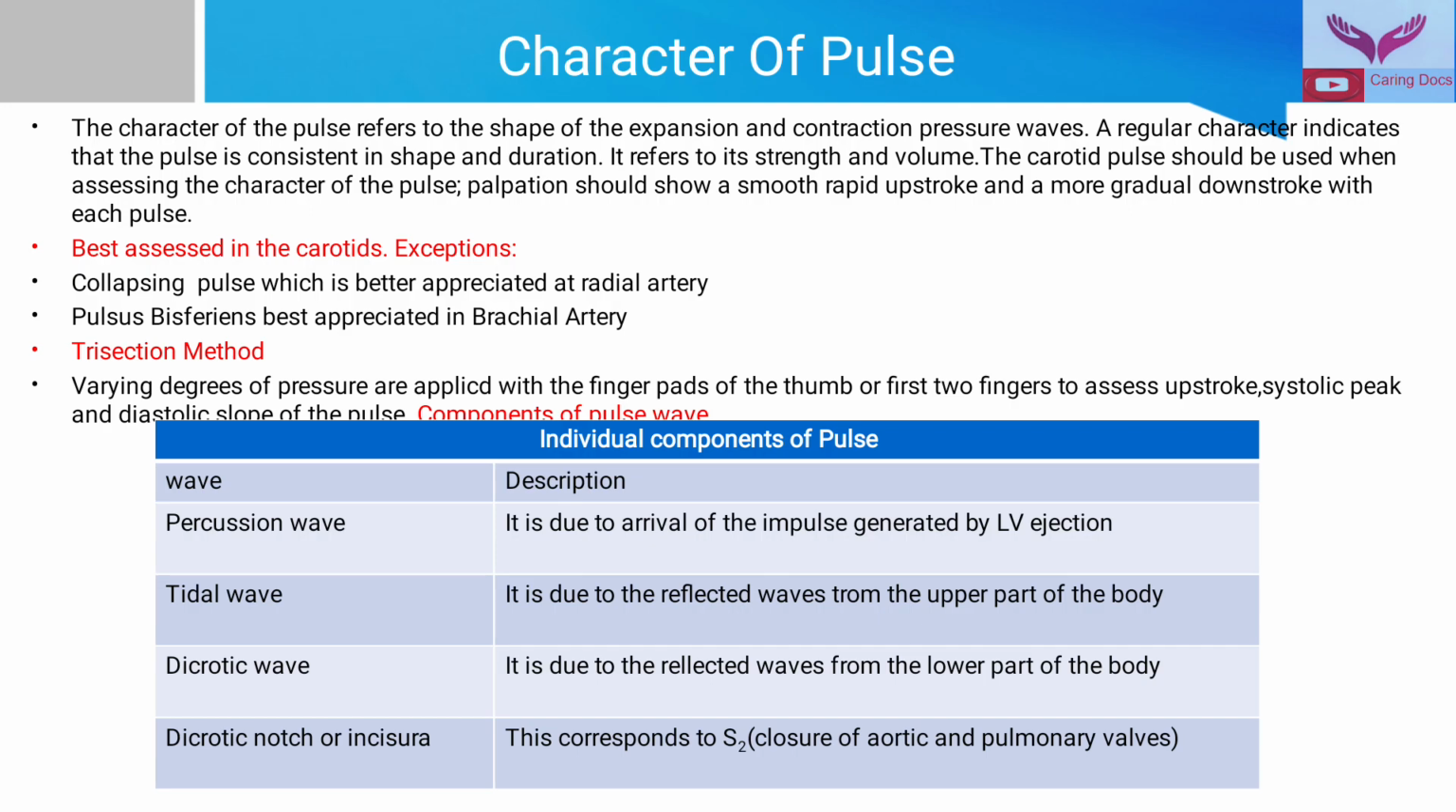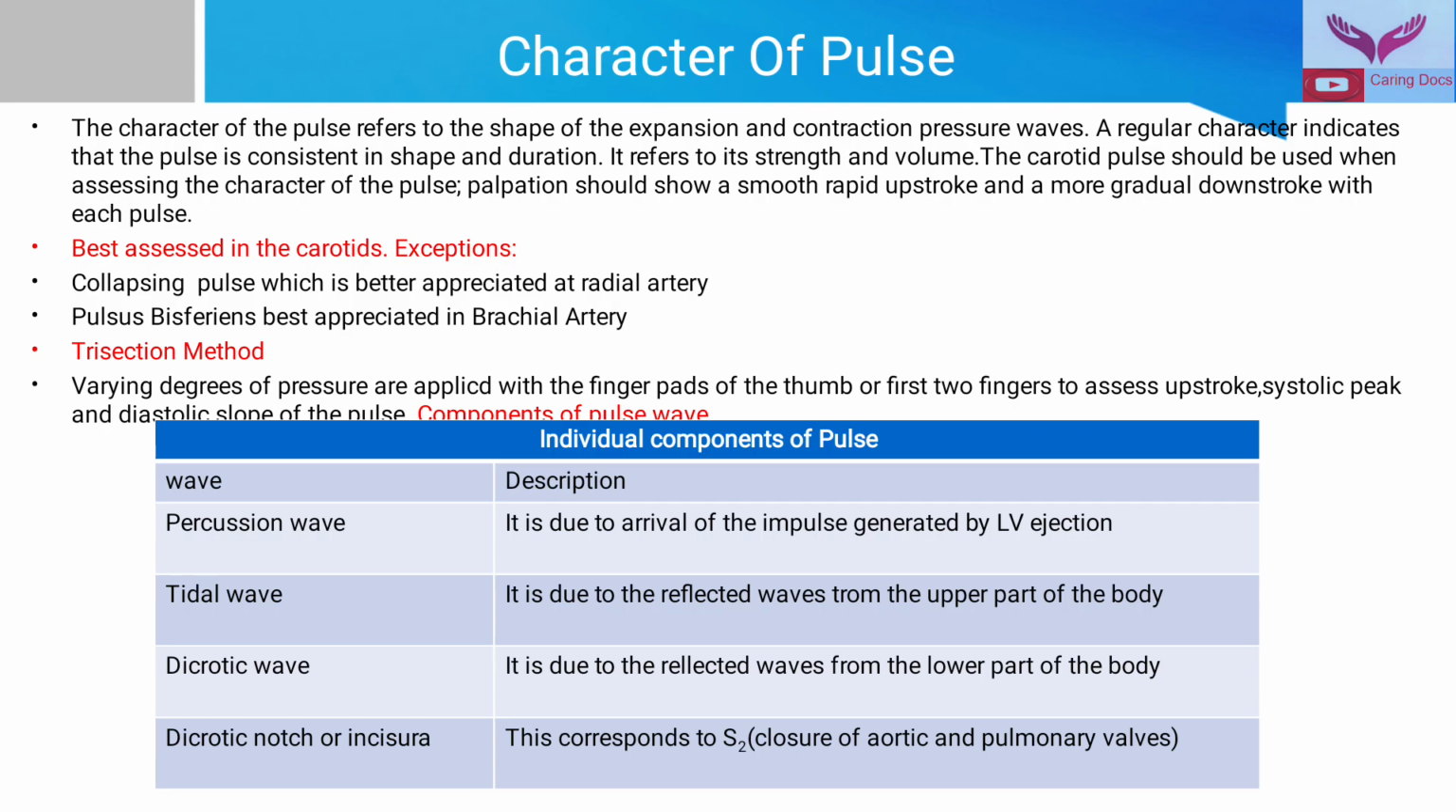Since it is best assessed in carotids, there are few exceptions, like collapsing pulse, which is better appreciated at the radial artery, and pulsus bisferiens, which is best appreciated in the brachial artery. Character of the pulse is assessed by the trisection method. Here, varying degrees of pressure are applied with the finger pads of the thumb or first two fingers to assess the upstroke, systolic peak, and diastolic slope of the pulse.